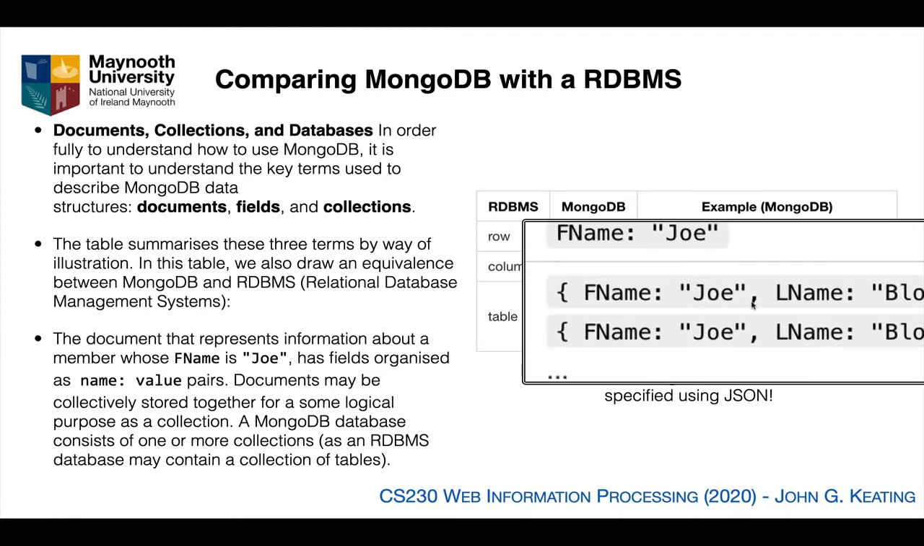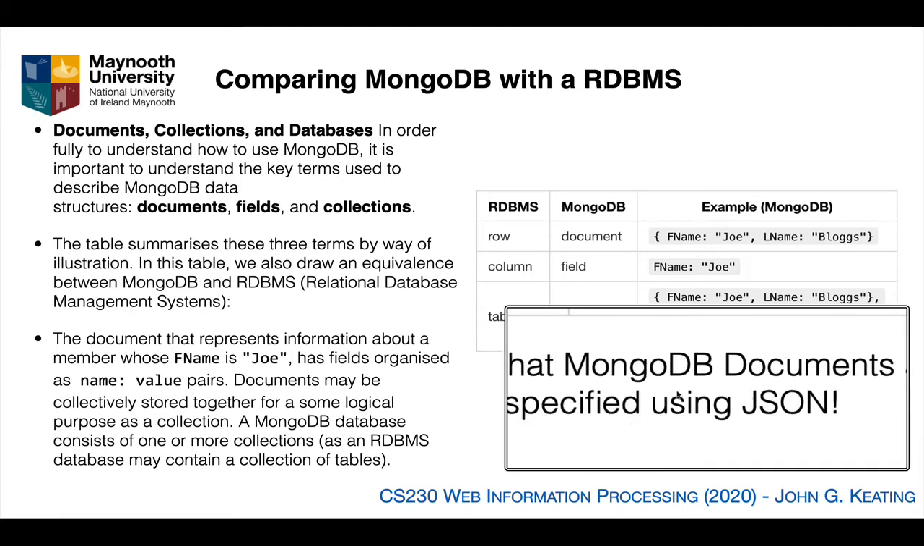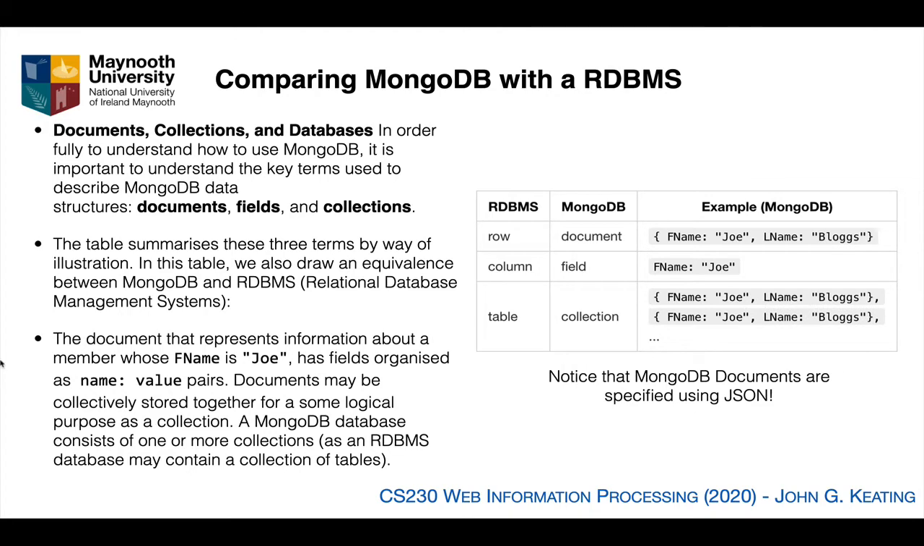Okay, and here, for example, you have them all. It's just separated by commas. There's probably some square bracket holding all these things here, or there might be something like this. And remember, notice that the MongoDB documents are specified using JSON. So what it tells us in English over here is, the document that represents information about a member whose fname is Joe has fields organized in name value pairs, and documents can be collectively stored together for some logical purposes as a collection.